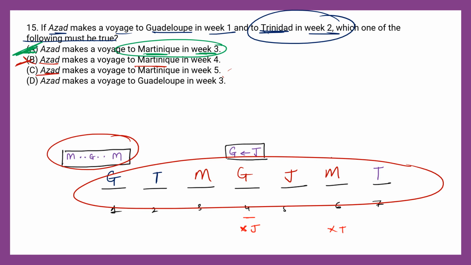Look at C. It says M in week 5. Well, no, it's a J in week 5. Okay, look at option D. It says G in week 3. No, it's an M in week 3, so it's not even D. So the answer to the question is A.